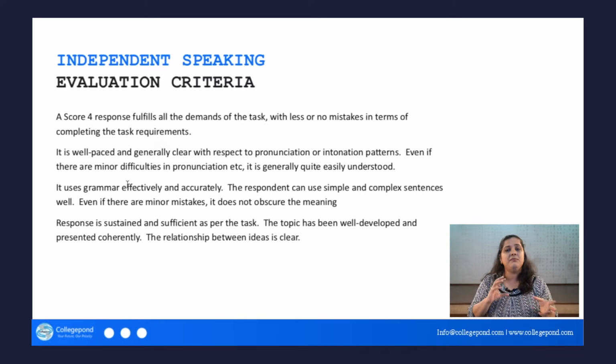Try and use simple sentences as well as complex sentences. Don't use only simple sentences or only complex sentences. You need to show variety in the way you understand grammar, right?